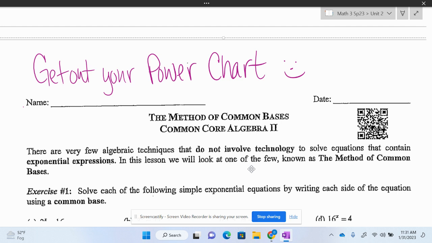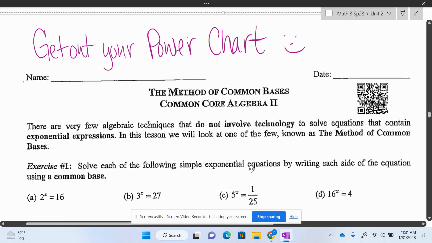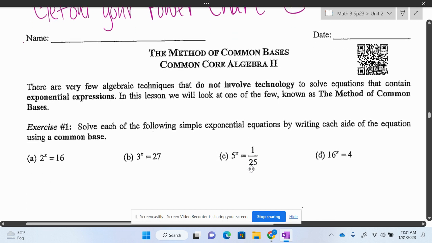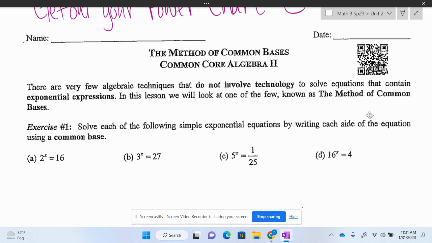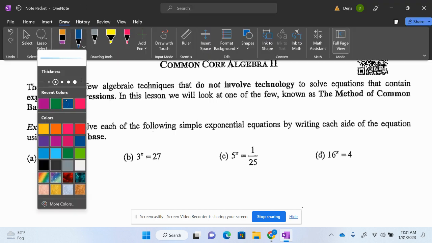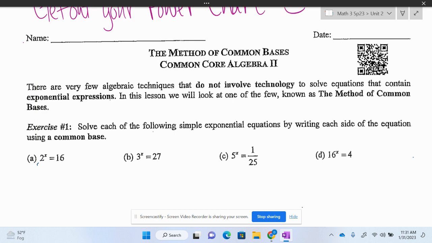And the method that we're going to use today is called method of common bases. So we're just going to look for common bases. So remember, when we have a number raised to a power, the number that's being raised to the power is called the base. So using our little power chart that you made yesterday, we are going to solve these exponential equations by putting both sides of the equal sign into a number that has common bases.